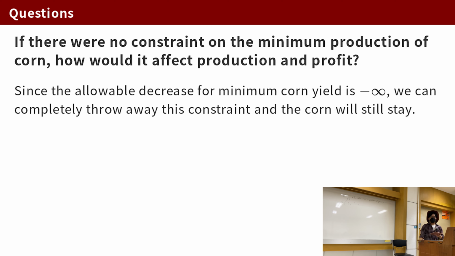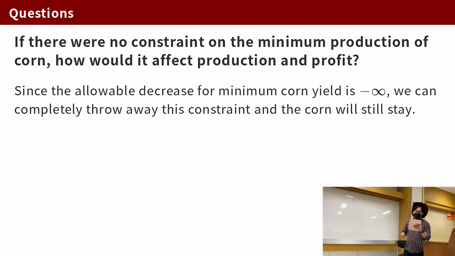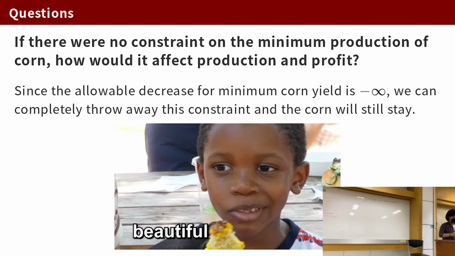The next question is, if there were no constraint for the minimum production of corn, how would it affect production and profit? If we take a look at the sensitivity analysis report, the allowable increase for minimum corn yield is negative infinity. So it means that we can decrease it by any amount and the solution will still not change. It basically means that we can throw that constraint away and the corn will stay. And the reason for that, well, it's corn.